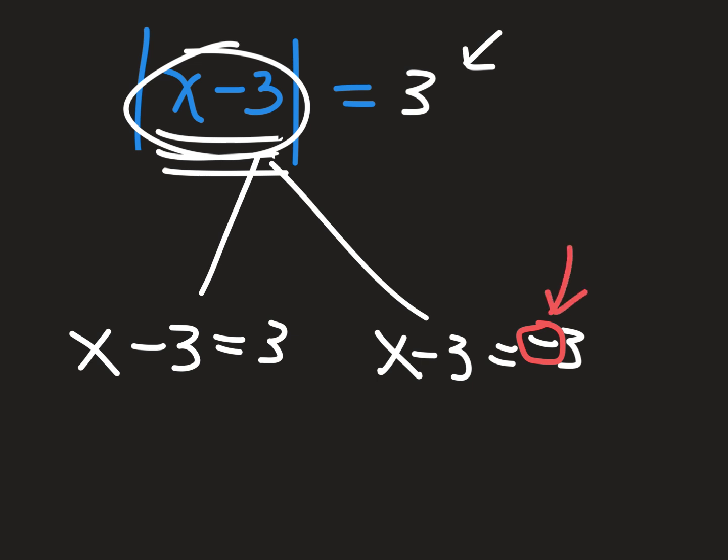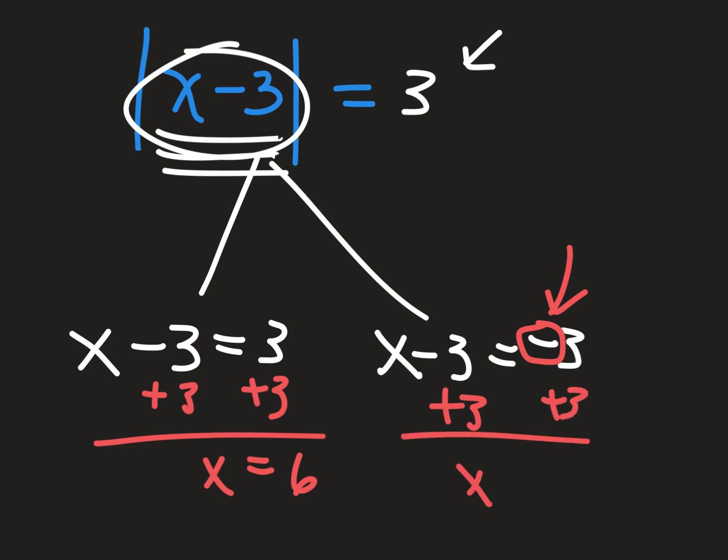That's it. All right. And now I have to finish this thing by adding 3 to both sides. And x equals 3 plus 3 is 6. Add 3, and x equals negative 3 plus 3 is 0. Those are my 2 answers.